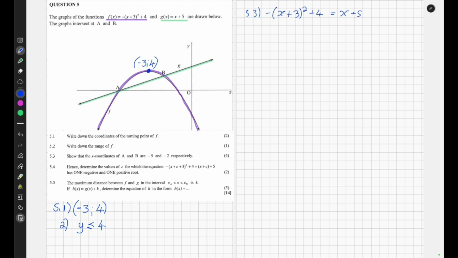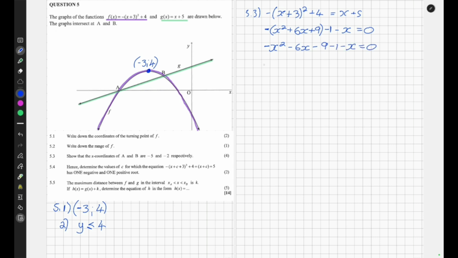Now I can FOIL out, and the goal is to get a trinomial because there's 2 possible answers. How I would do this is to first FOIL and then multiply in the minus. So I know this is going to be x squared plus 3x plus 3x gives me 6x plus 9. And then I can take over the equation on the right and bring it to the left. So plus 4 minus 5 gives me minus 1, and then minus x equals 0. Now I can multiply in the minus, and this gives me minus x squared minus 6x minus 9 minus 1 minus x equals 0.